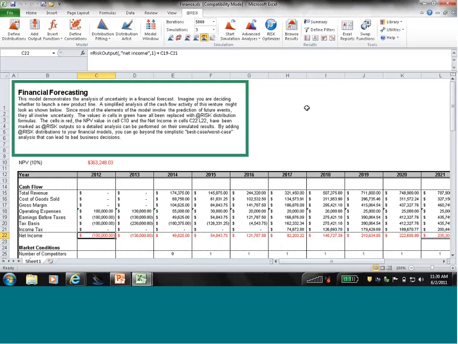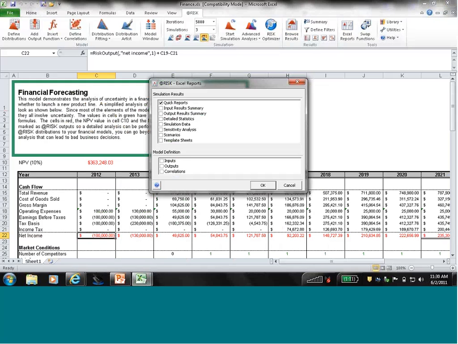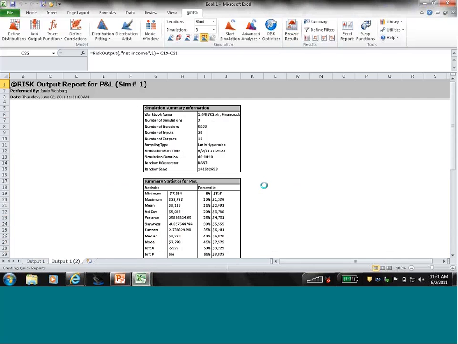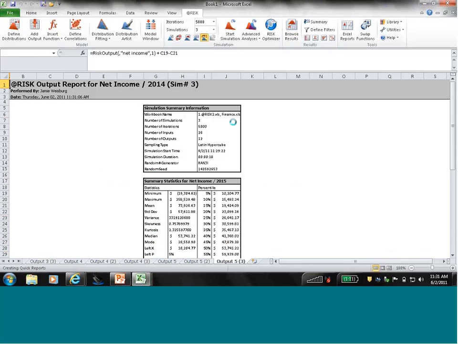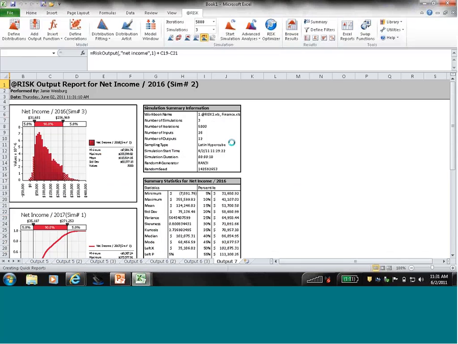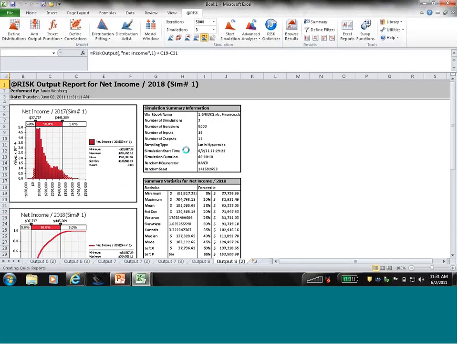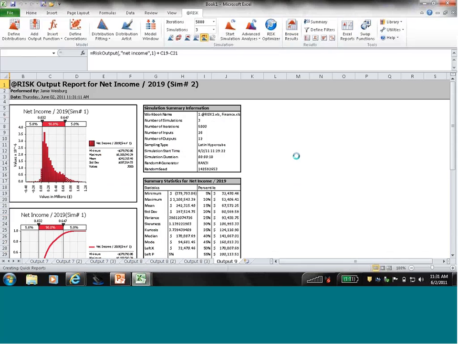We also have a lot of nice reporting capabilities. If you click on Excel reports, we have something called a quick report section. If you click on that, it's going to generate these one-page pre-formatted reports. They look like you spent all day creating them, and really you pressed one button. So there's one generated, as I said, for each output. We've got histograms, summary, data, simulation summary.